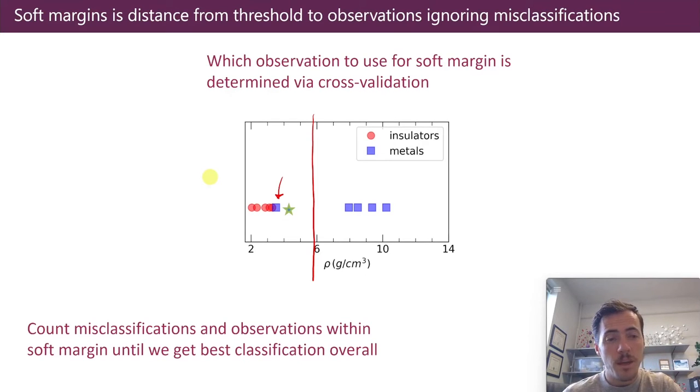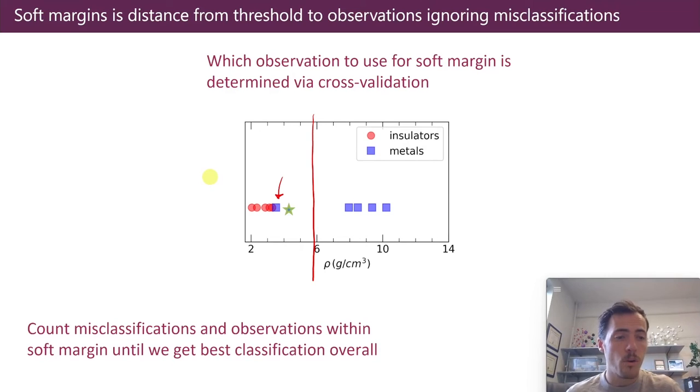So instead of using a maximal margin, we're going to do what's called a soft margin, where we pick where that line, that red line, ought to be using cross-validation. When we divide our data up and we train on it, we try a bunch of different values and we pick the place for that red line, our threshold, such that we basically get the best overall performance, okay? So to do that, you're counting your misclassifications and your observations within the soft margin, and you just figure out the best performance overall.